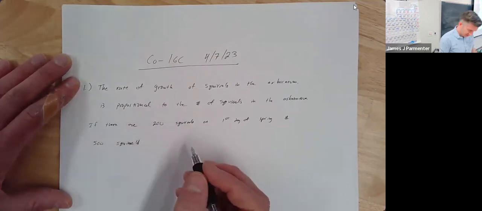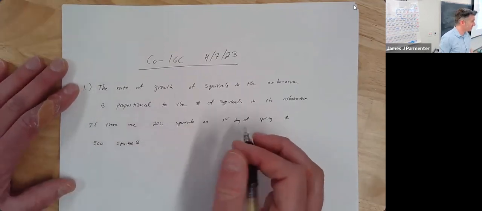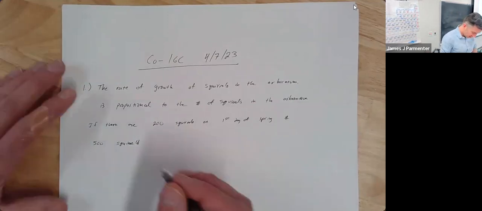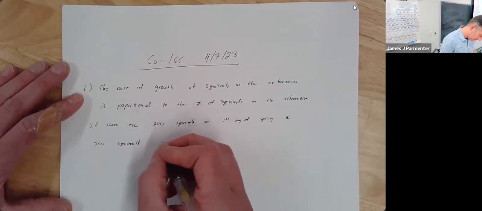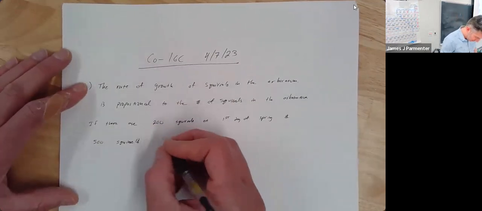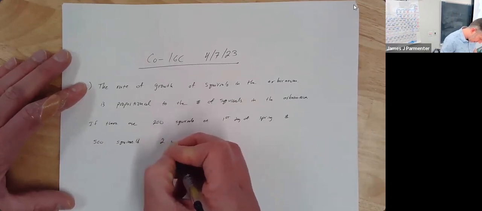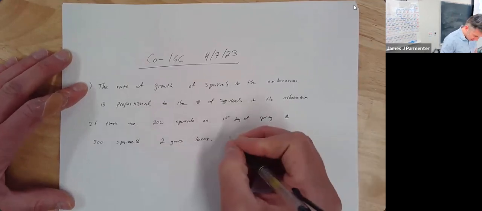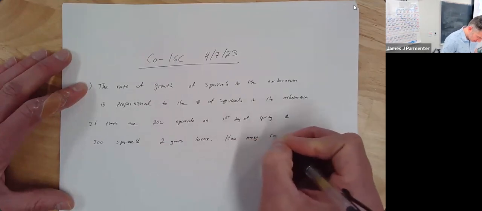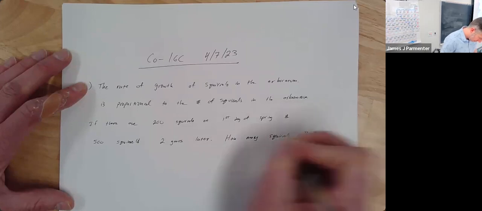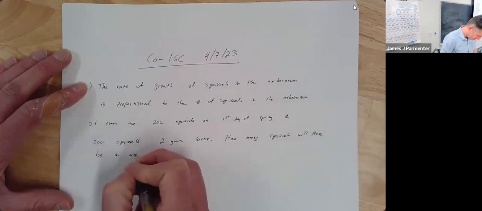I feel like I'm just making up numbers that are not very realistic, but that's okay. No one cares really about the realisticness of questions. Let's say 500 squirrels. I don't know how fast squirrels make babies. I have no idea. I'm just making stuff up. Let's say 500 squirrels 2 years later. How many squirrels will there be in another 2 years?